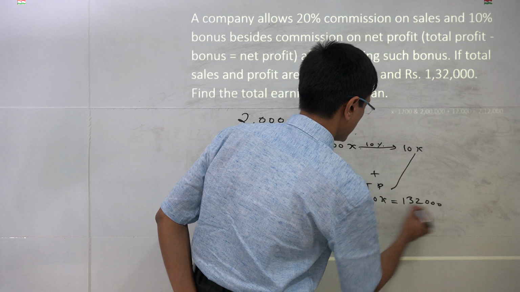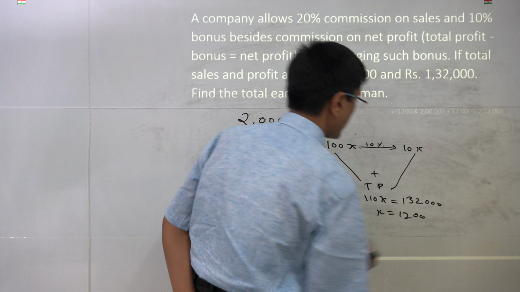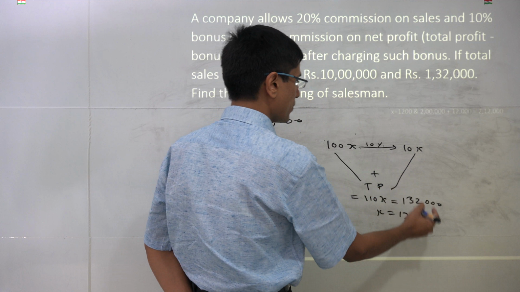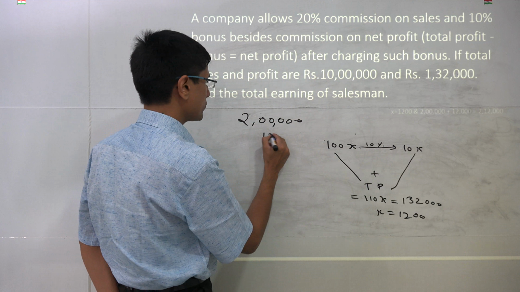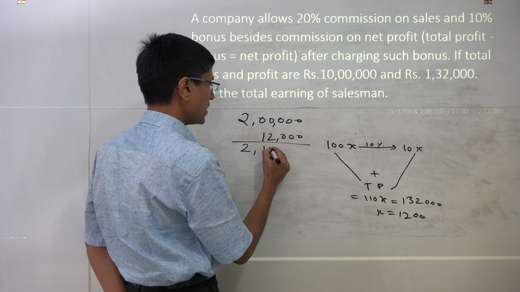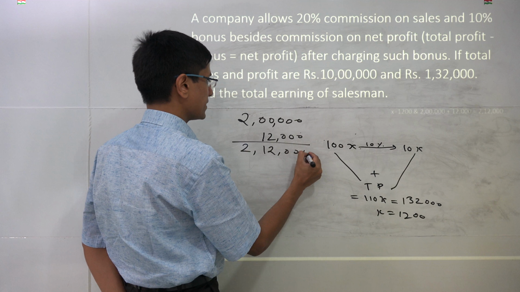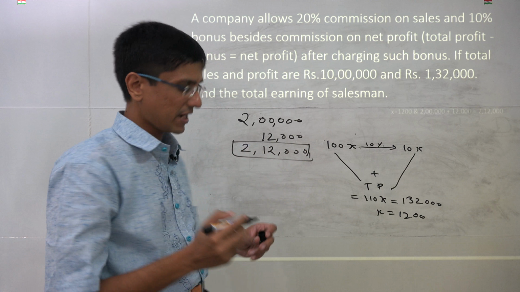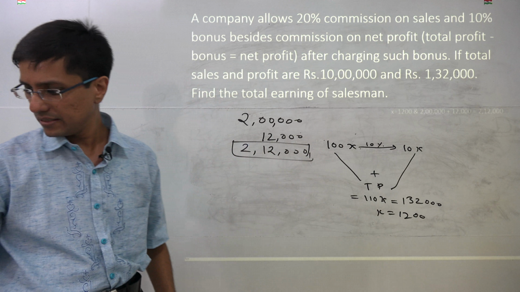Now this question, mind you, has come in a real exam. So think how difficult the problems are coming down. This is such a convoluted thing. So you have to be smart when you are solving problems. So this x comes out to be 1200, of course, which means that our bonus comes out to be 12,000. So I can add it to the commission and I get 2,12,000 rupees. That's the final earning of the salesman.